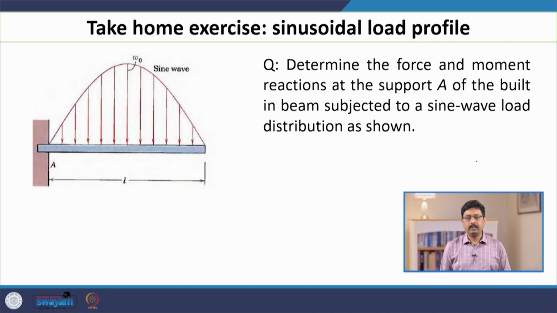So now there is a take home exercise, a similar problem. Given again a beam, now supported at only one end, so this is a cantilever. The external force distribution is now a sine profile. Given this situation, determine the force and the torque acting on the support A. I will leave it to you as a take home exercise. We will continue discussing more problems in the next lecture. Thank you.